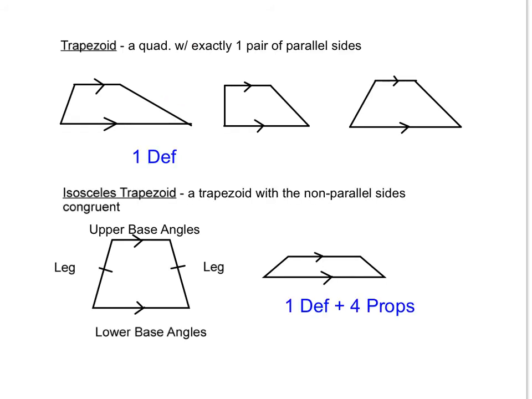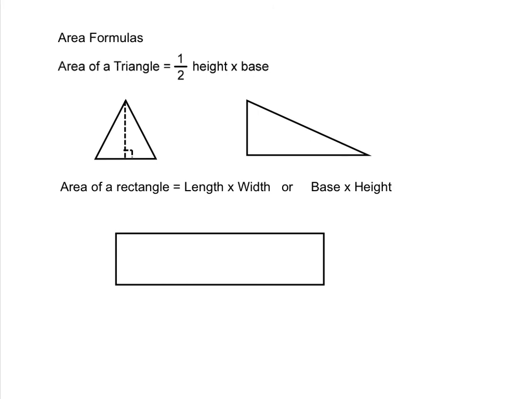A trapezoid is a quadrilateral with exactly 1 pair of parallel sides. An isosceles trapezoid is a trapezoid with congruent sides. So it has 1 pair of parallel sides and 1 pair of congruent sides. Okay, you guys know this.